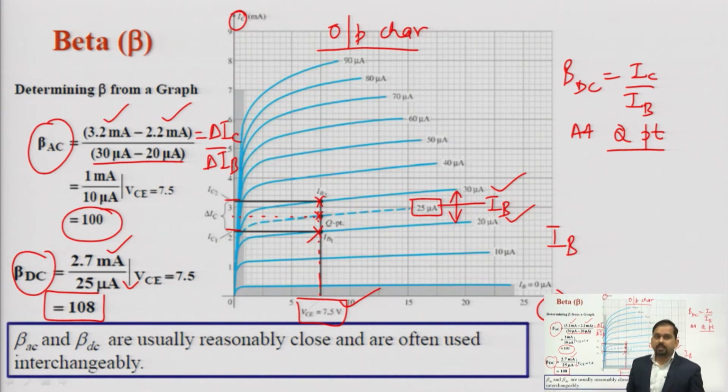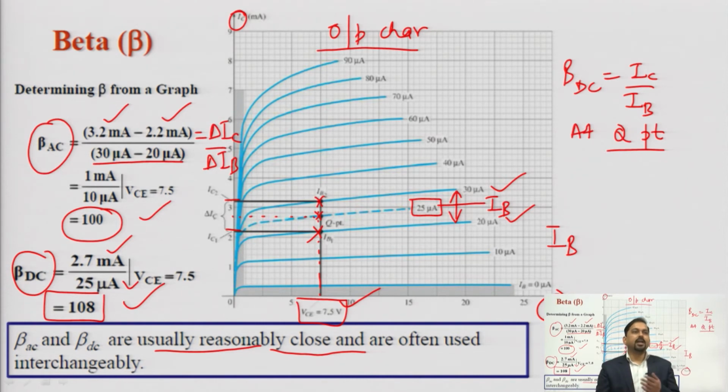So we can say here that beta AC and beta DC are usually close to each other, meaning we can use beta DC and beta AC interchangeably because these values are nearly equal.